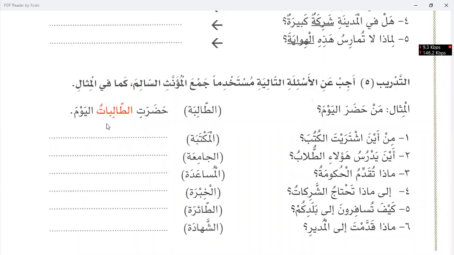Limaza la yaltahiku tulabu bil jamiati? Hal zahabat zawjati ilal mustashfa? Hal fil jamia kulliyatun jadidatun? Answer the following questions making use of jama muannas salim like in the example. Who came today? The students came today. The feminine students came today.